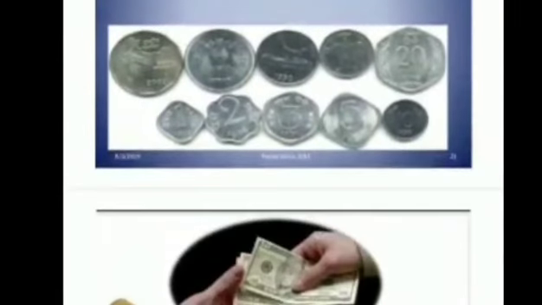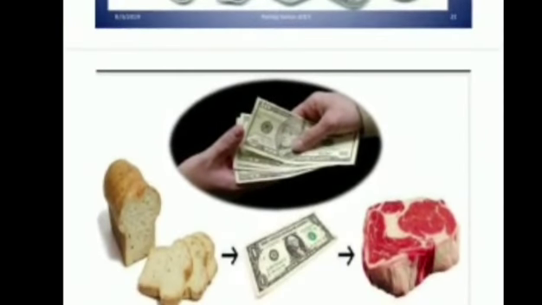Now here we see some examples of modern money, where people can easily purchase things. That's all in this video. We'll continue in the next video.